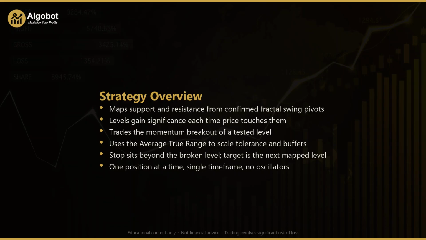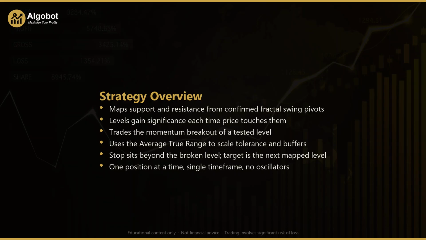A swing high forms when a bar's high is the strict maximum compared with a set number of bars on each side, and a swing low is the mirror image. The number of bars on each side is controlled by the fractal parameter, which defaults to 3. Each confirmed pivot becomes a level on the map.